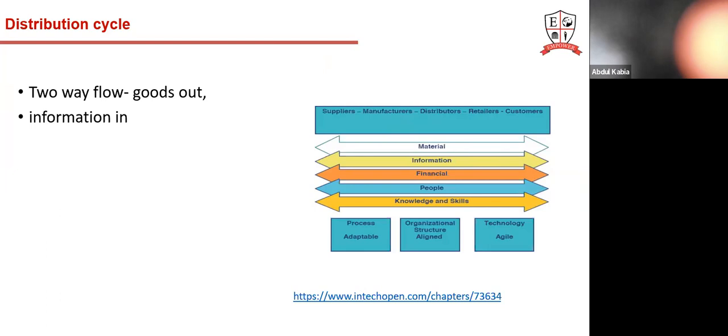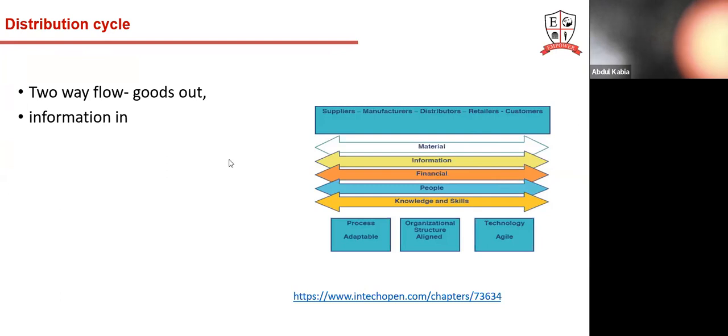You see, from the suppliers or manufacturers to the distributors, right down to the retail and customer, and the materials, the information, the financing are in place. So a distribution process does not just move commodities and that's the end. You move commodities, you have information coming in. At that point, you can say you've done a quality distribution. So the processes should be adaptable, and there should be an organization structure aligned to what you are doing. And the technology should be agile and should allow the processes to happen.